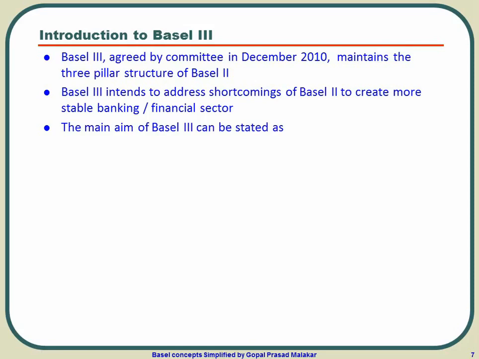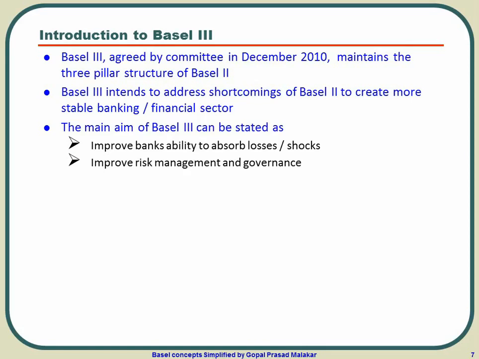And if you take a look, the main aims of Basel III can be stated as: first, improve banks' ability to absorb losses and shocks. Secondly, improve risk management and governance. And third, strengthen banks' transparency and disclosure. If you take a look at the shortcomings of Basel II, you will realize these were the main issues due to which it created some instability in the financial sector. So Basel III intended to address these three things.